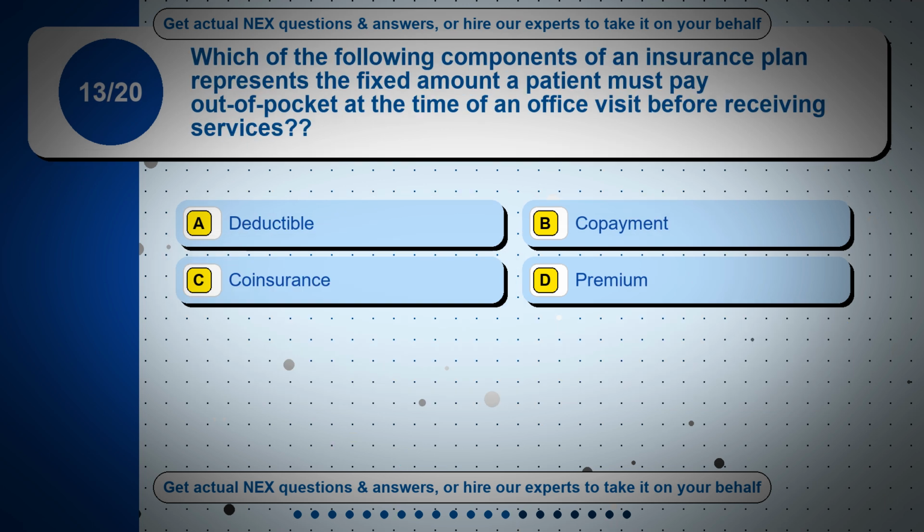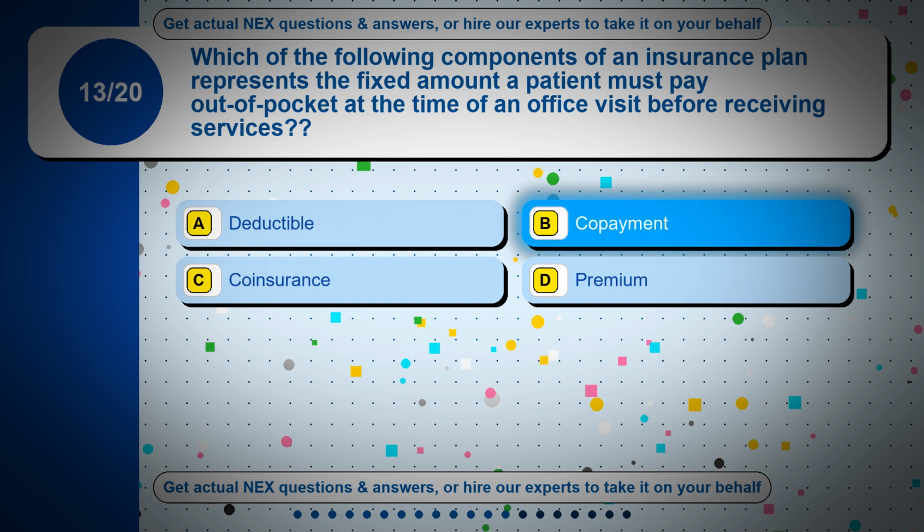Question 13. Which of the following components of an insurance plan represents the fixed amount a patient must pay out of pocket at the time of an office visit before receiving services? Option A, deductible. Option B, co-payment. Option C, co-insurance. Option D, premium. The correct answer is option B, co-payment.